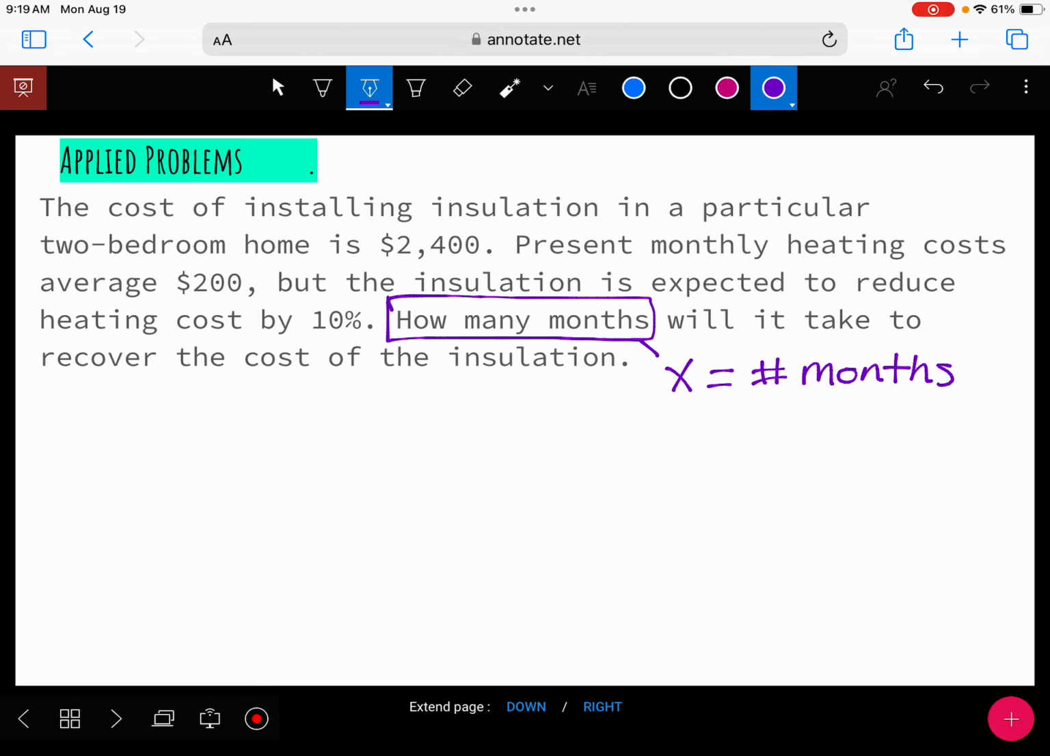Yeah. So for sure, we know it's going to involve something with our $200 per month. So we've got our $200 per month times however many months. That's our normal bill. Our new insulation is expected to reduce our heating costs by 10%.